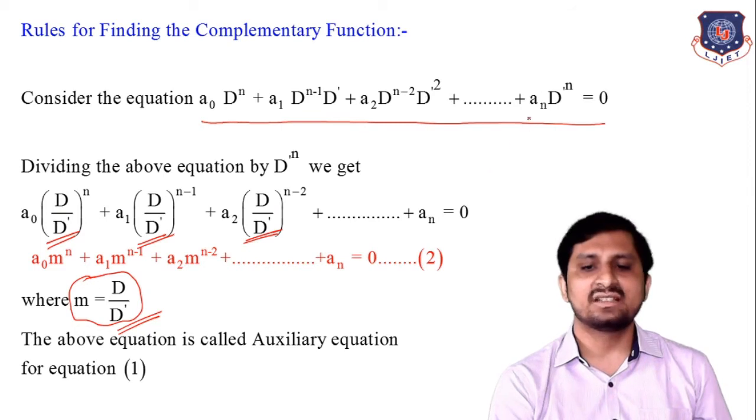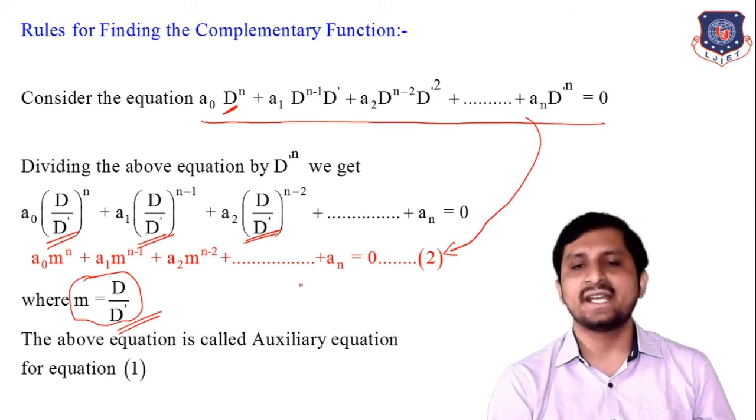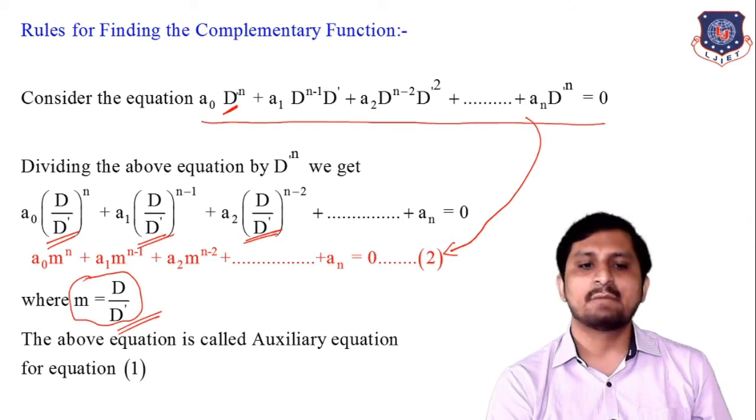So from equation number 1 you can directly write equation number 2. How? Just instead of D, take m, and instead of d dash you don't need to take any value. Forget about d dash. So a0 m raised to n plus a1 m raised to n minus 1, forget about d dash, plus a2 m raised to n minus 2, up to an, that is equal to 0. So I hope you can understand. This is just an explanation.